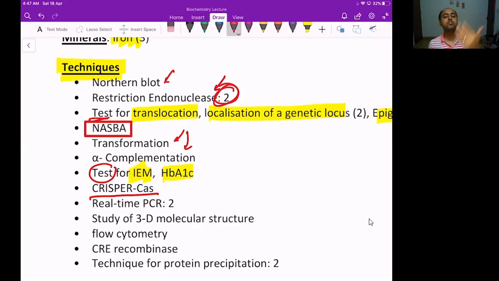CRISPR-Cas, I mentioned previously also, CRISPR-Cas was asked in terms of DNA damage, and second, CRISPR-Cas in terms of technique also has been asked. Now, CRISPR-Cas is important because if you recall, recently the Nobel Prize has been given for the discovery of this technique for splicing of the DNA. So what I would like to say here, please have a quick look at the Nobel Prizes in the last 2-3 years. They land up in your AIIMS exam quite frequently.